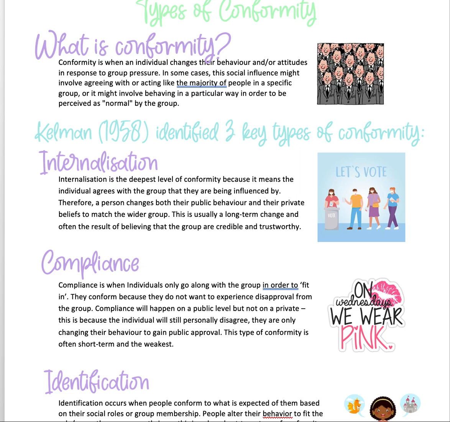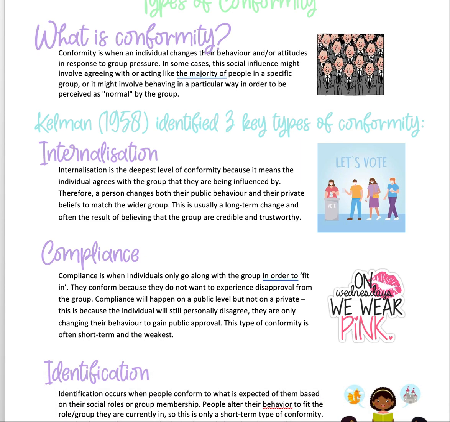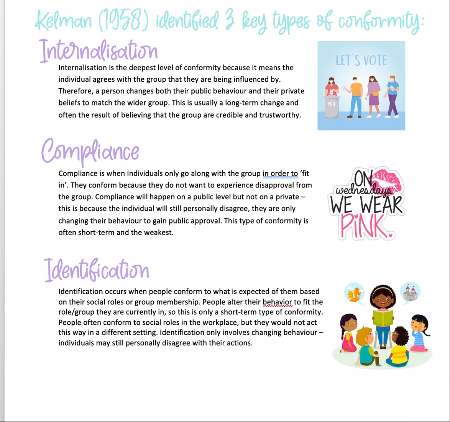Kelman identifies three types. Internalization is the strongest and most long term, and people do it because they genuinely believe the group are correct, and that's usually because of the credibility of the group. Secondly, compliance. This is short term, weakest, only happens on a public level. They privately disagree. They only conform due to the desire to fit in and not experience social disapproval.